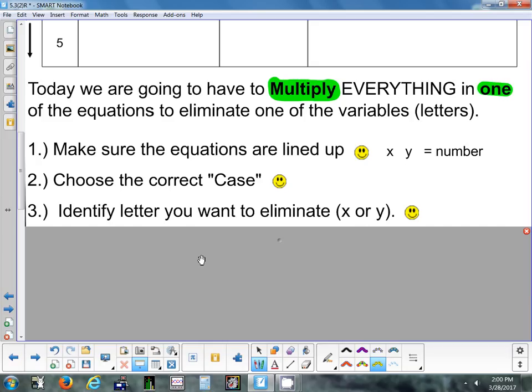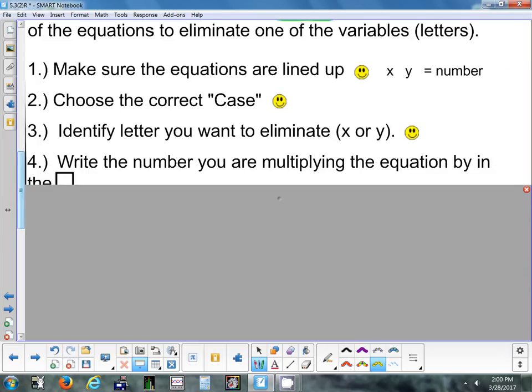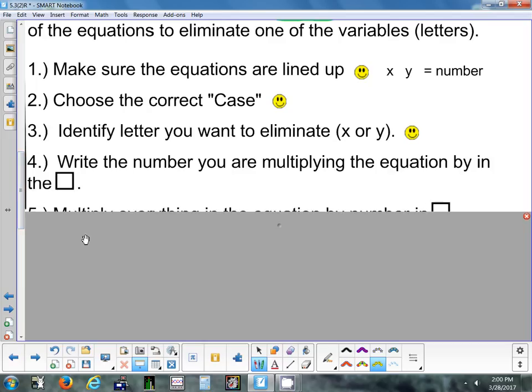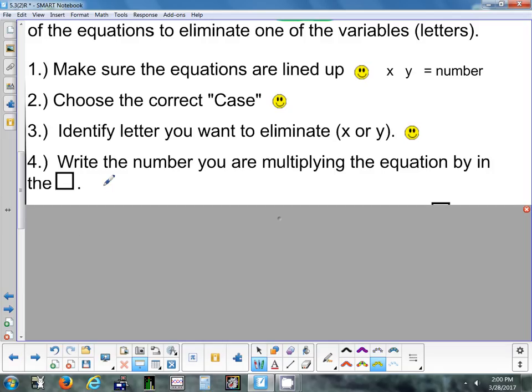Based on what you have. All right, so identify the letter you want to eliminate. Then write the number you're multiplying the equation by. There'll be a little box.